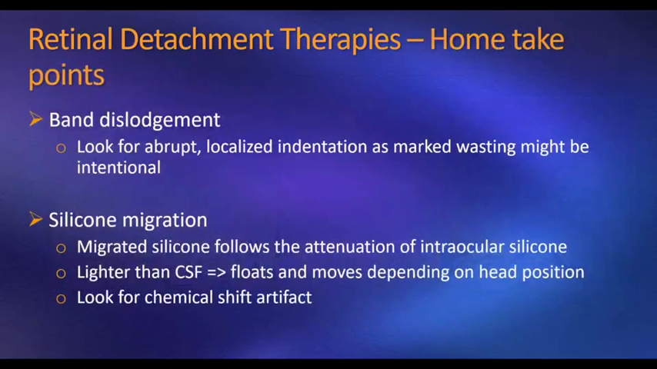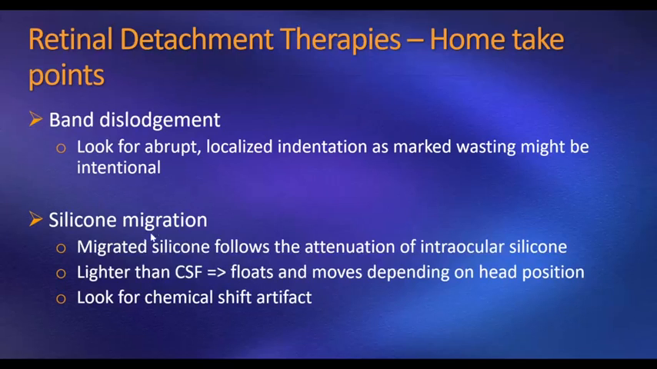What are the take-home points for retinal detachment therapy? Look for band dislodgement, which demarcates itself as abrupt, localized deformity of the globe. Do not mistake circumferential wasting of the globe as band dislodgement because it's often intentional in nature.